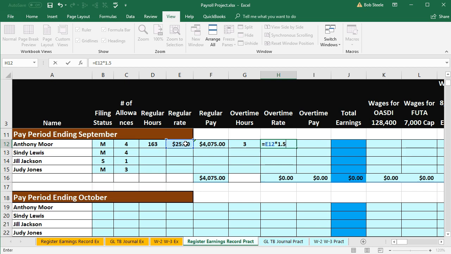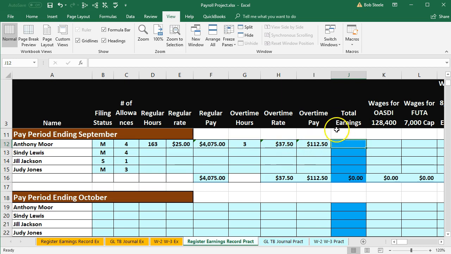So that's 150% of the regular rate, tab. That's going to be 37.50. Then we're going to take the overtime hours times the overtime pay rate. So this equals the 3 hours times the 37.50 pay rate, tab. Now I'm going to add up the total earnings, which is going to be the regular plus the OT. And that's going to equal the regular in F12 plus the OT in I12, and tab.